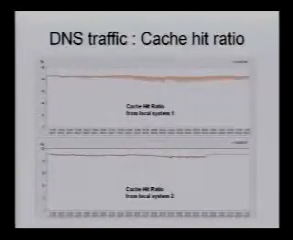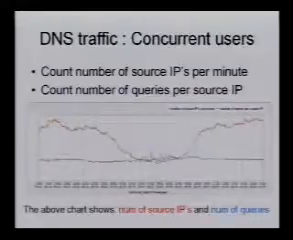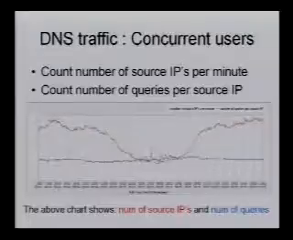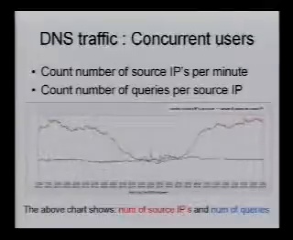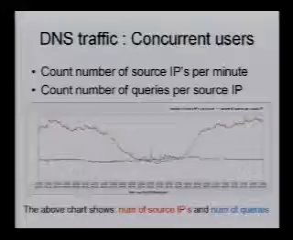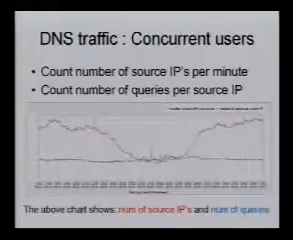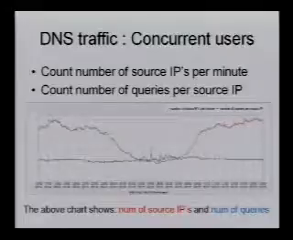This slide shows the cache hit ratio sub-menu. This slide shows the concurrent users sub-menu. The red curve shows the number of source IPs per minute. The blue curve shows the number of queries per source IP.